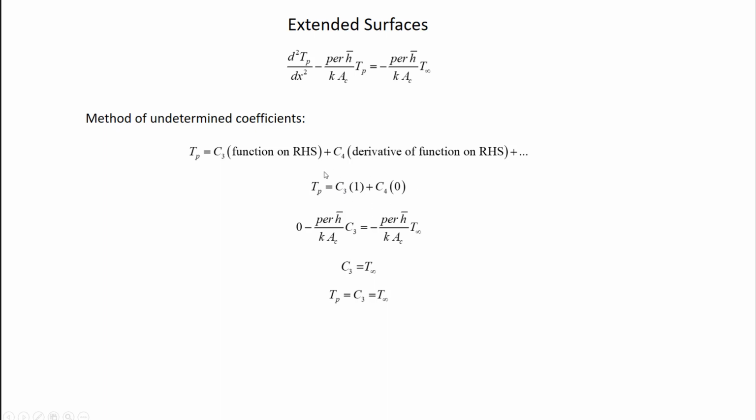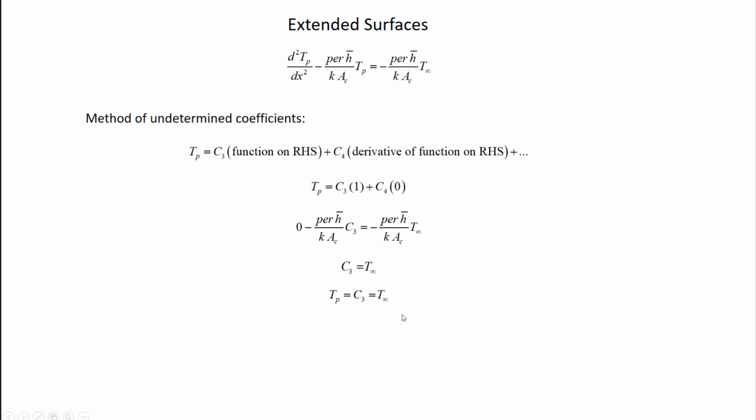And I take that hypothesis or functional form for TP, and I just plug it into this equation, and I make it work. I adjust the undetermined constants until it works. That's what makes this the method of undetermined coefficients. So if I plug in TP equals C3 up here, what do I get? If I take two derivatives of a constant, I get 0. So that's 0 minus the perimeter times h bar over KAC times the constant, and then whatever I had on the right side. And if I just divide through by minus perimeter h bar over KAC, I find that in this case C3 must be T infinity. So TP in this case is T infinity.